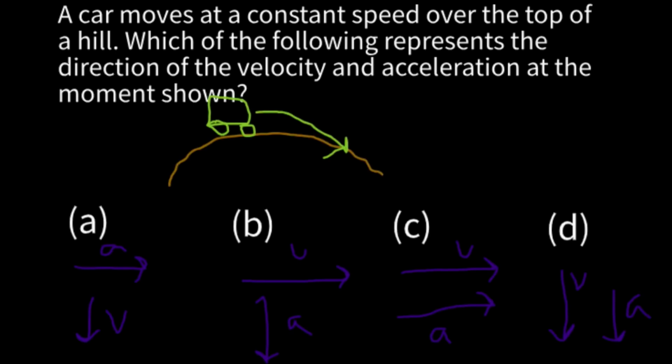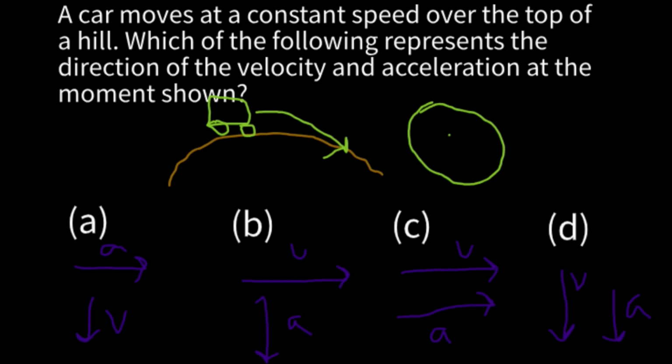Alright, in our next problem we have a car moving at a constant speed over the top of a hill, and we want to know the direction of its velocity and acceleration. Because the car is moving at a constant speed, that would mean that the magnitude of its tangential velocity is constant. If you remember, speed is independent of direction, so you can be moving in a circle with a constant speed.